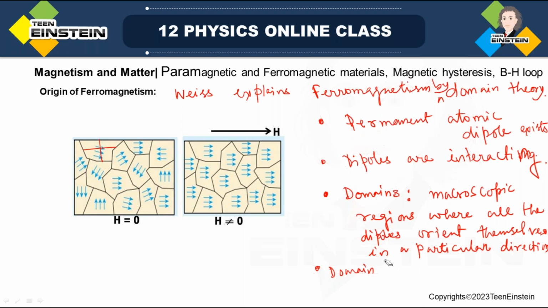I'll just complete this after discussing the origin of paramagnetism. I'll stop today. Next day we'll continue with the BH loop, magnetic hysteresis and applications of the BH loop. Domain thickness is 1 millimeter.